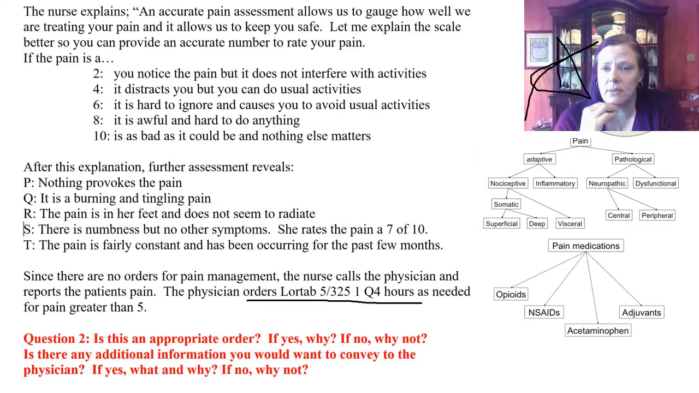The second piece that we want to talk about, in addition to the fact that she's got some depression and some psychosocial issues that need to be addressed, is the type of pain that this patient is experiencing.